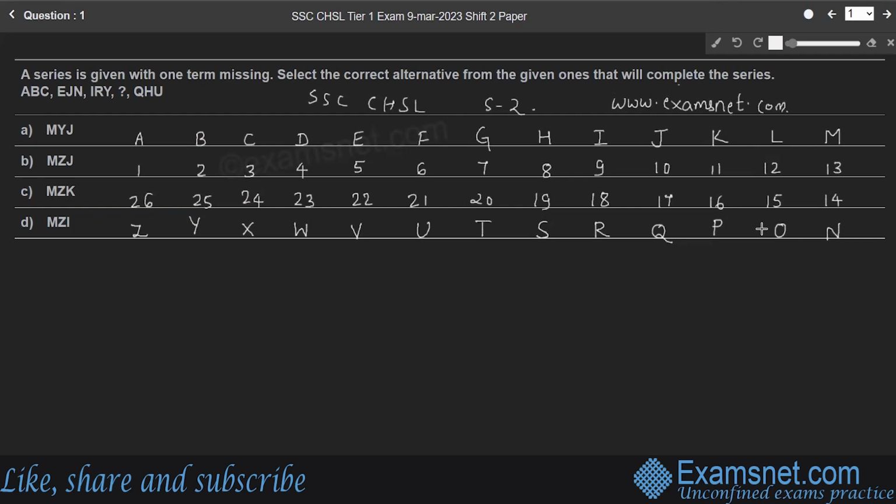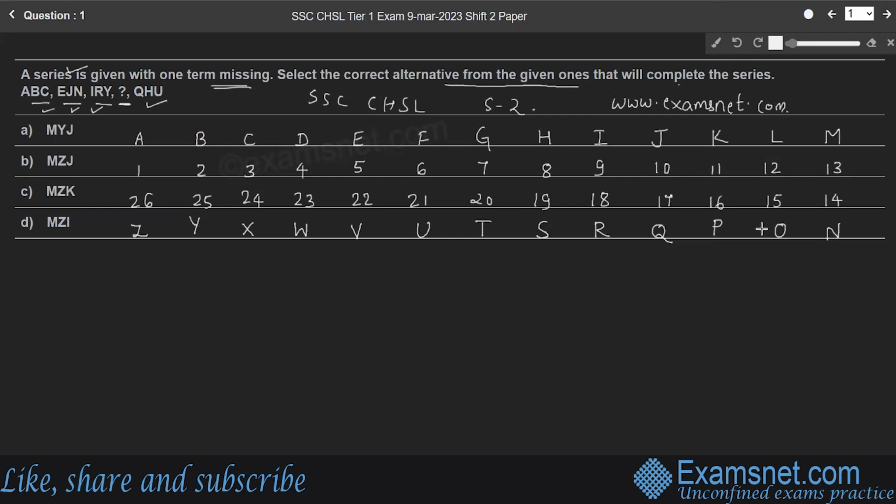So let us start question number 1. A series is given with one term missing. Select the correct alternative from the given ones that will complete the series. So the series has letter clusters. 3 clusters are given. We need to find the 4th letter cluster, and the 5th one is already given.